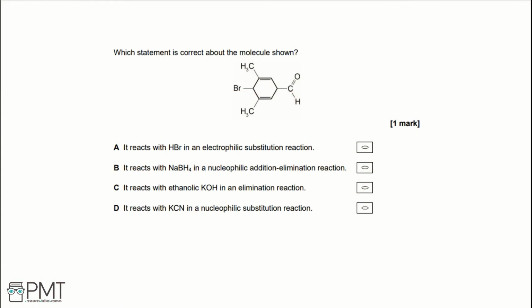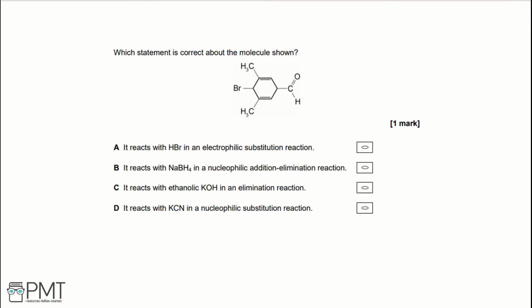Which statement is correct about the molecule shown? A. It reacts with HBr in an electrophilic substitution reaction. B. It reacts with NaBH4 in a nucleophilic addition-elimination reaction. C. It reacts with ethanolic potassium hydroxide in an elimination reaction. Or D. It reacts with KCN in a nucleophilic substitution reaction. So let's talk through each statement.